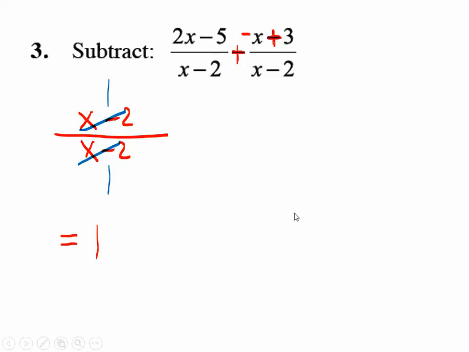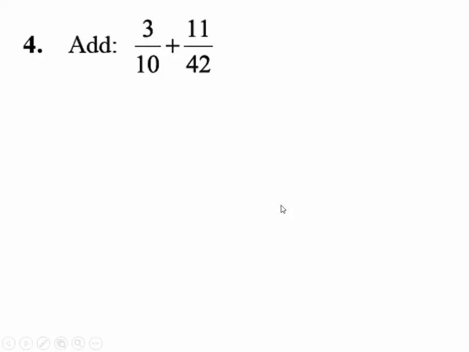Alright, what happens if we don't have common denominators initially? Well, that means we have to make those common denominators then.